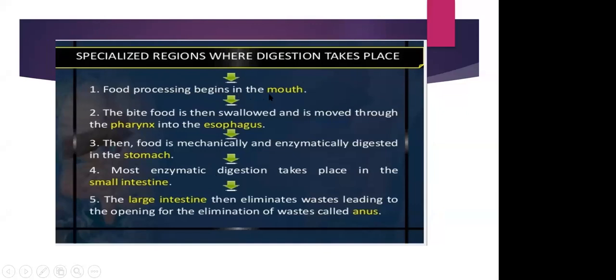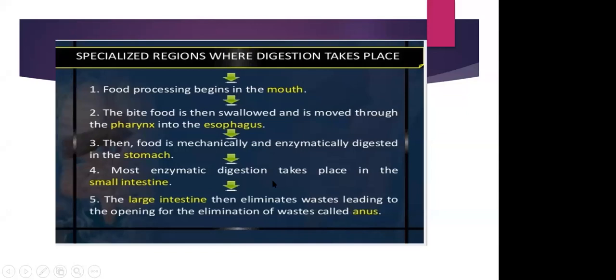Food processing begins in the mouth, and the bite of food is then swallowed and moved through the pharynx into the esophagus. And next, the tubular structure. After the esophagus, the food is mechanically and enzymatically digested in the stomach region. Then, most of the enzymatic digestion takes place in the small intestine. After that, the large intestine eliminates waste, leading to the opening for the elimination of waste, called the anus.